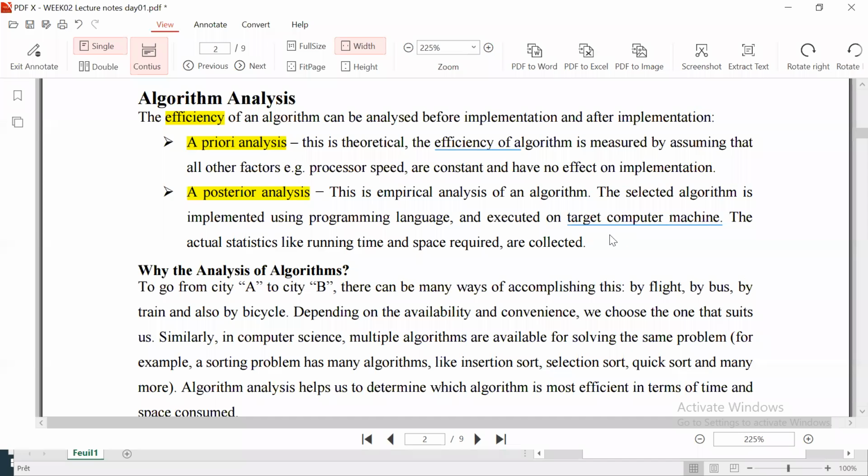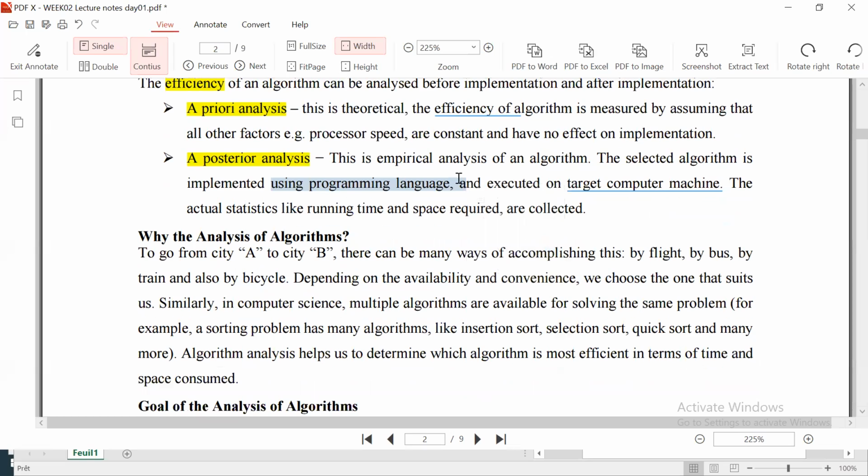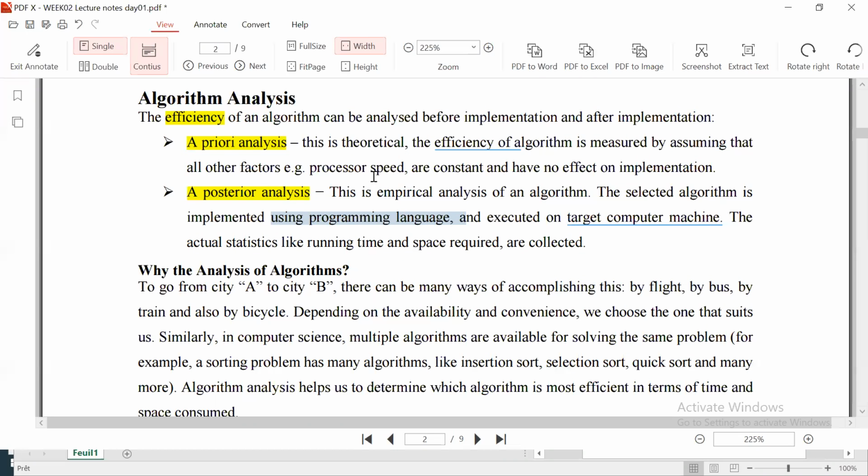Okay, when you execute the algorithm on a target computer, you are then going to evaluate how much memory space it is taking, and how much processor time that algorithm is taking. Okay, so this one is a kind of empirical analysis, because you do it in a real environment, since the algorithm is implemented in a selected programming language, okay? Unlike the first approach, which is more theoretical because you do a manual calculation. So these are the two approaches that you can use in determining your algorithm's efficiency.